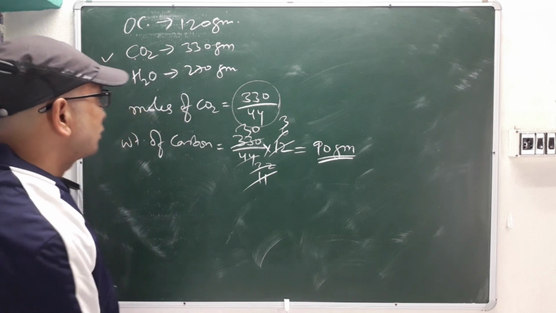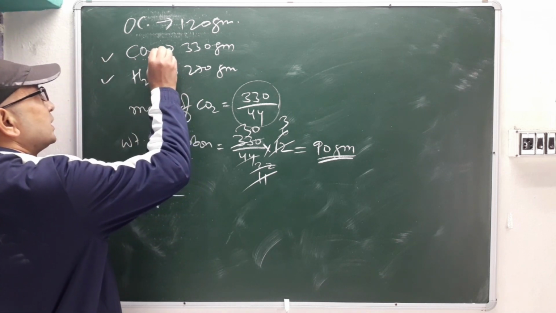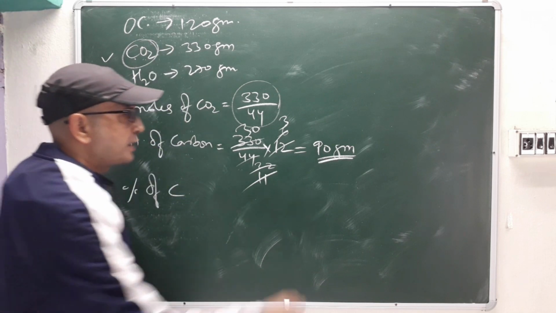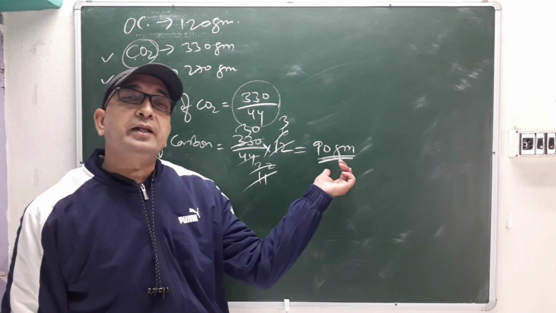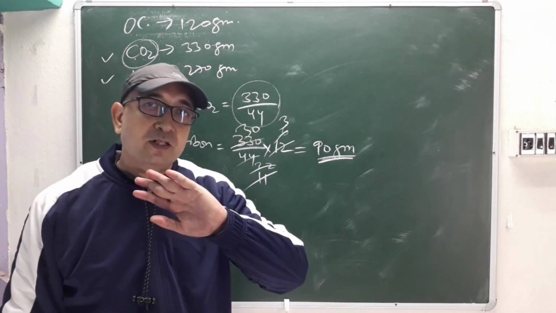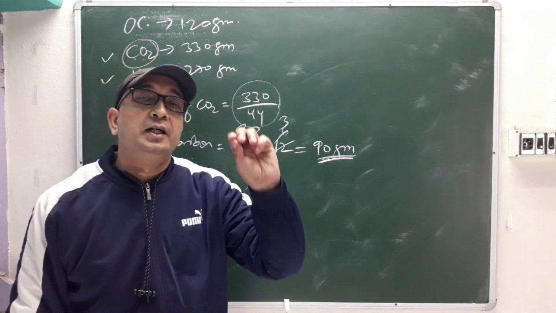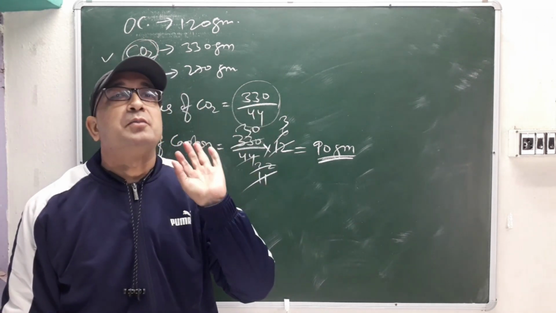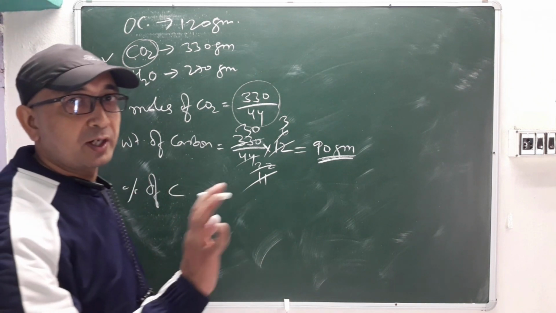So now you have to calculate the percentage of carbon. See, this carbon dioxide contains 90 gram of carbon, and whatever carbon it contains is directly coming from your starting material, right? So the starting material, the 120 gram of organic compound, has 90 gram of carbon, right? So likewise you have to play the logic, and then you get the answer, right?